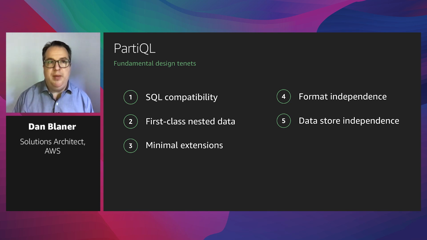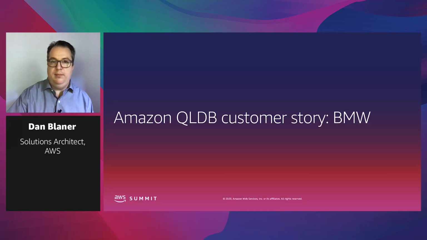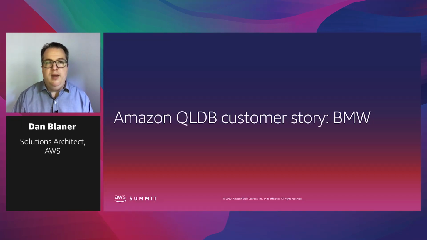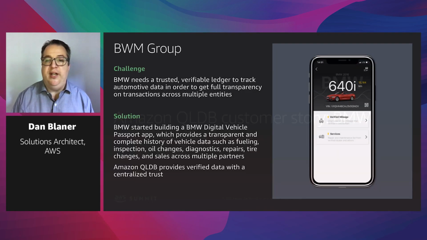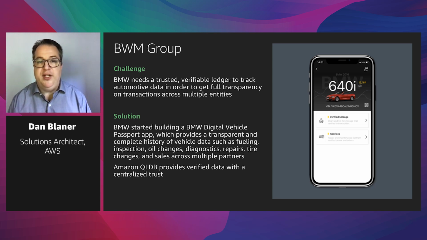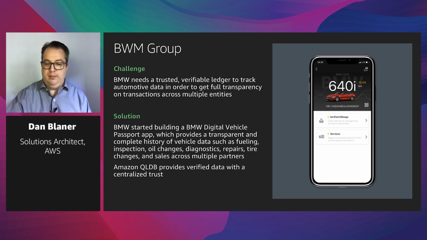Let's talk about how BMW is using QLDB. BMW wanted trustworthy vehicle data to share across multiple entities, including repair shops, insurers, and government entities. So they built the BMW Digital Vehicle Passport app to provide a complete and transparent history of vehicle operation and maintenance data. The app uses QLDB to provide an immutable history of vehicle data with centralized trust.